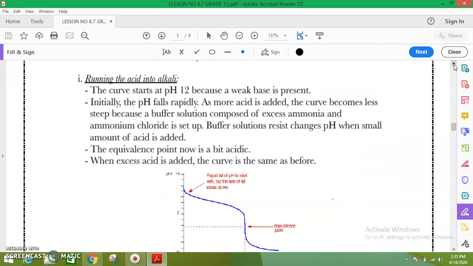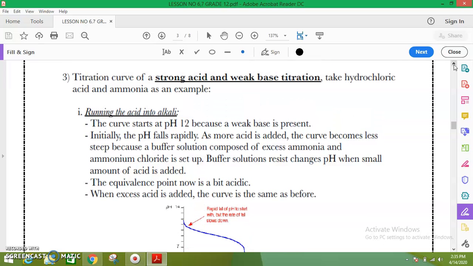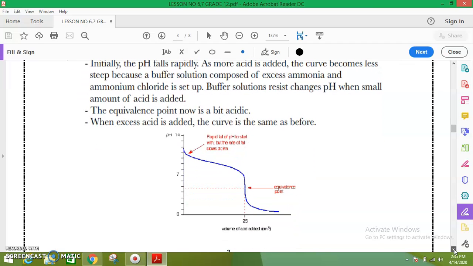Here we have the second type of titration, strong acid and weak base. Strong acid means hydrochloric acid and weak base is ammonia. Similar way as we did for the first, running acid into alkali first. So this pH curve starts from 12. It will start from pH 12. Why? Because the base is weak and the acid is strong.